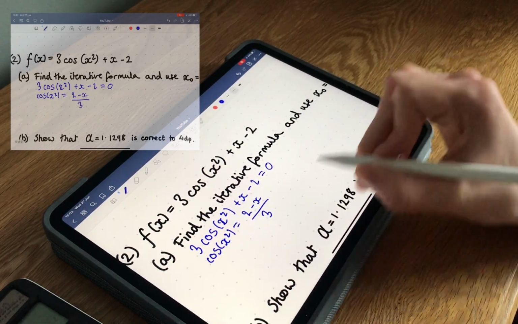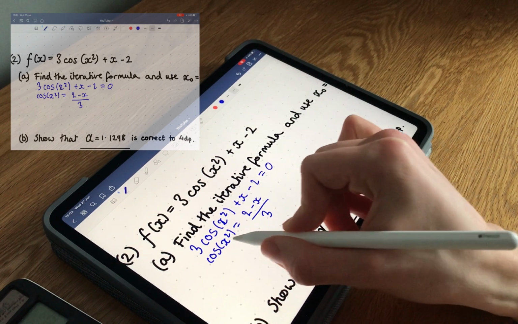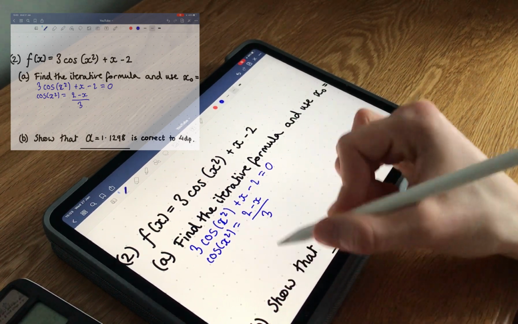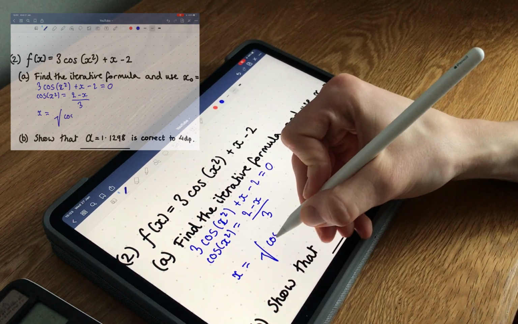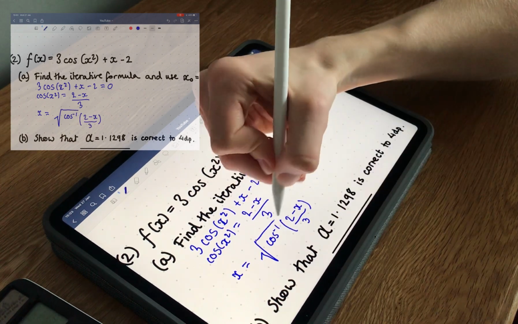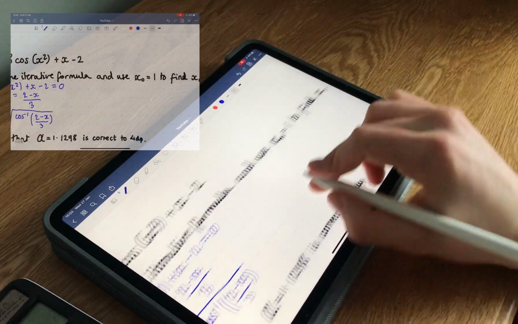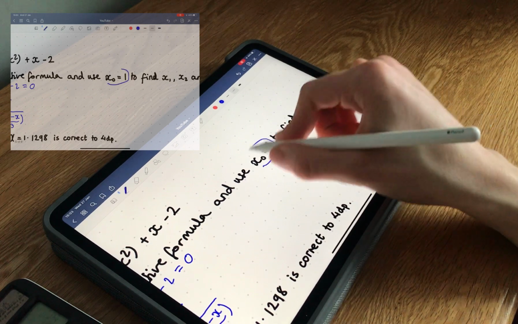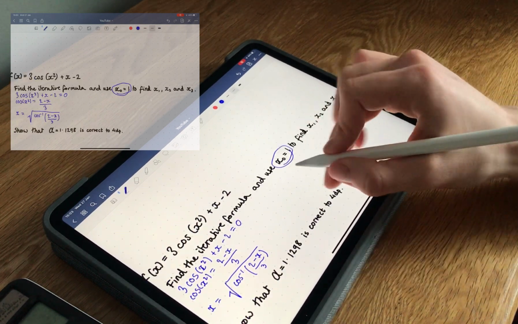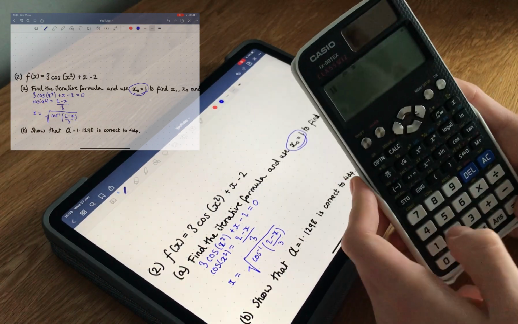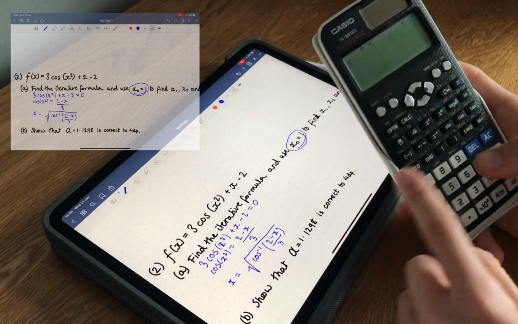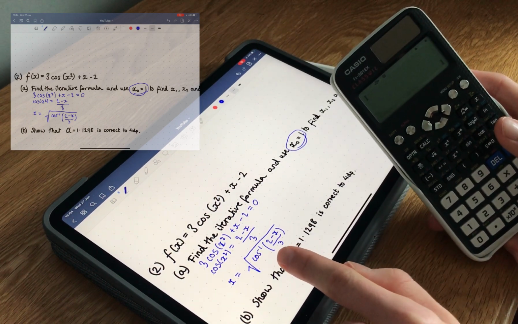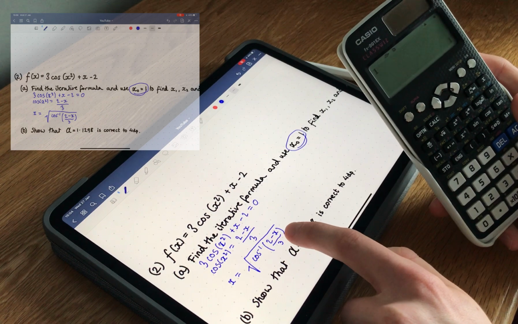Then we're going to use arc cos to get rid of this, and then square root the whole thing to get x. And that is our iterative formula. So then we want to use x0 equals 1 to work out the next three values. Once again, take your calculator, press the 1 and then press equals, and now that's in our answer memory. And then it's just a matter of typing it all into your calculator with Ans instead of x.